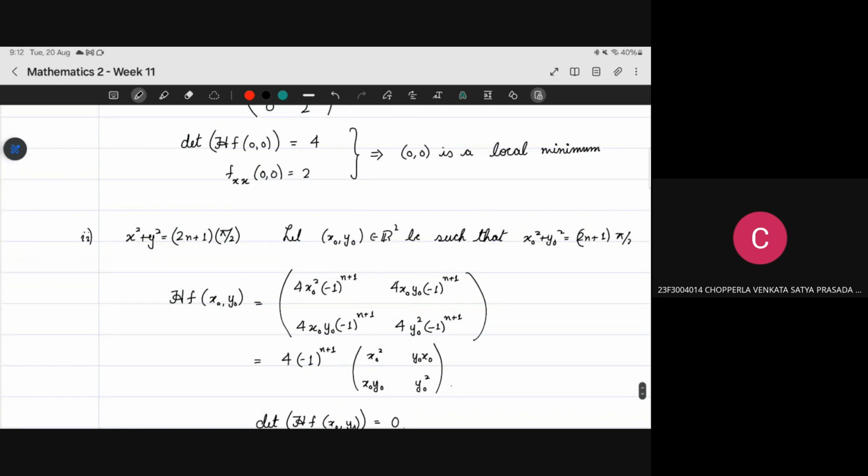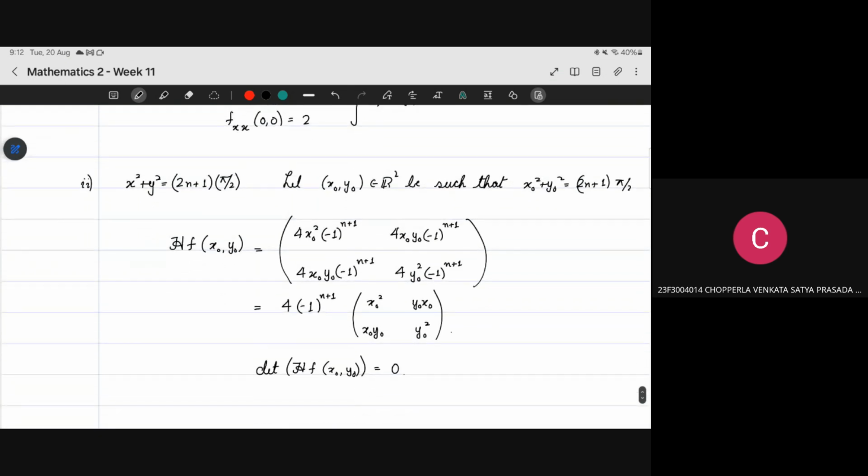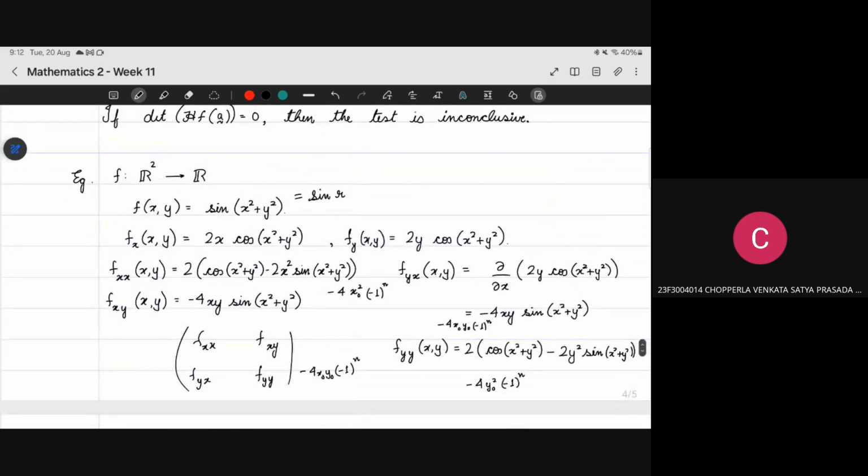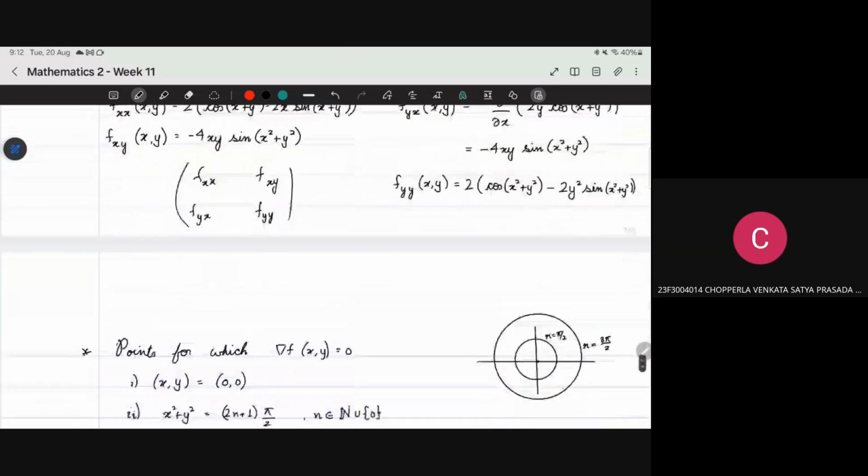So hopefully there's no computational error in this and the determinant is actually zero. Let me just quickly glance one more time. I don't feel like there is anything wrong. Yeah, everything has a sign of x squared plus y squared, so that gives me a minus 1 to the n, and that kills everything. So go back and check if this is correct.